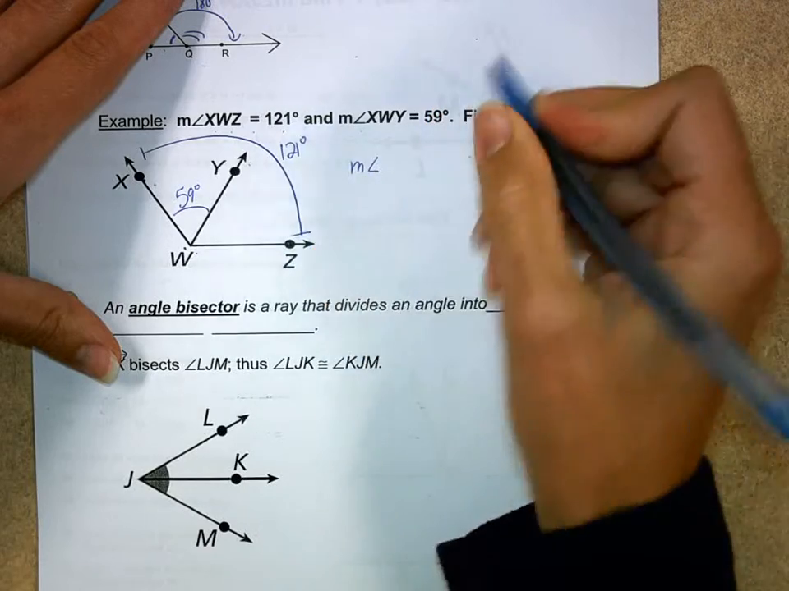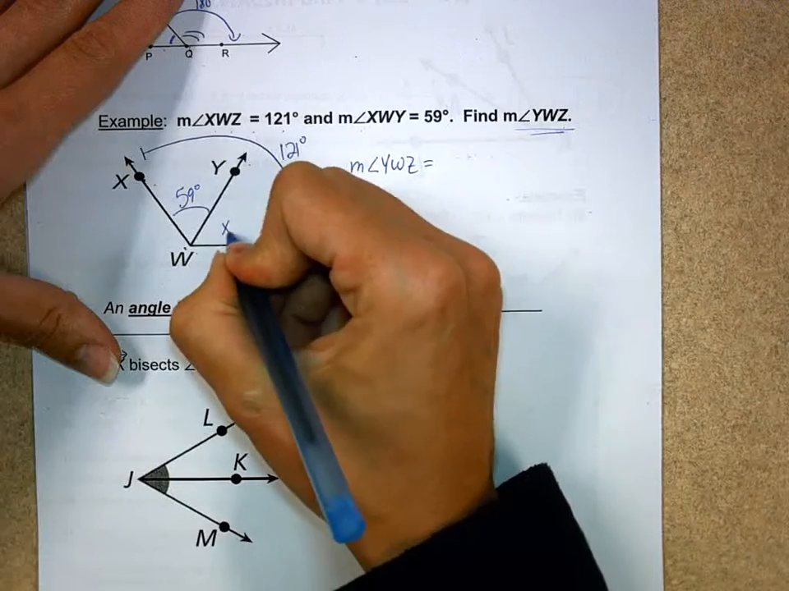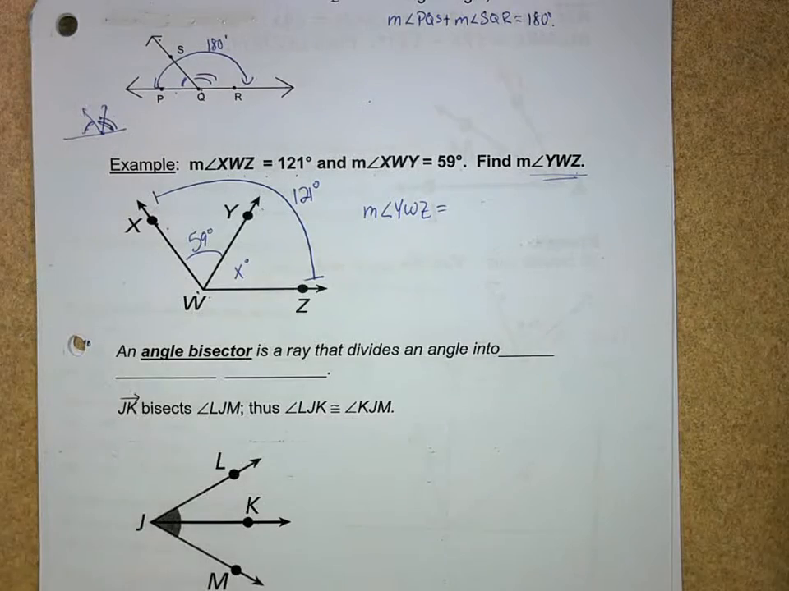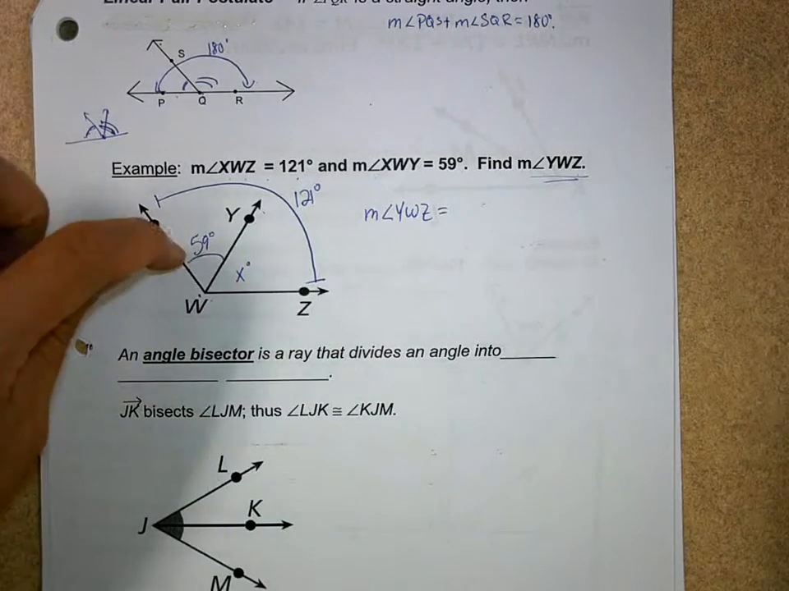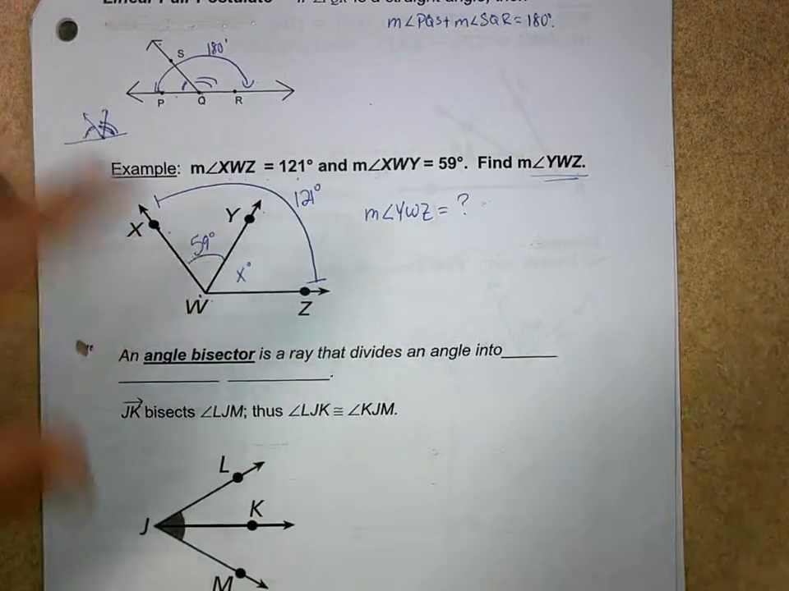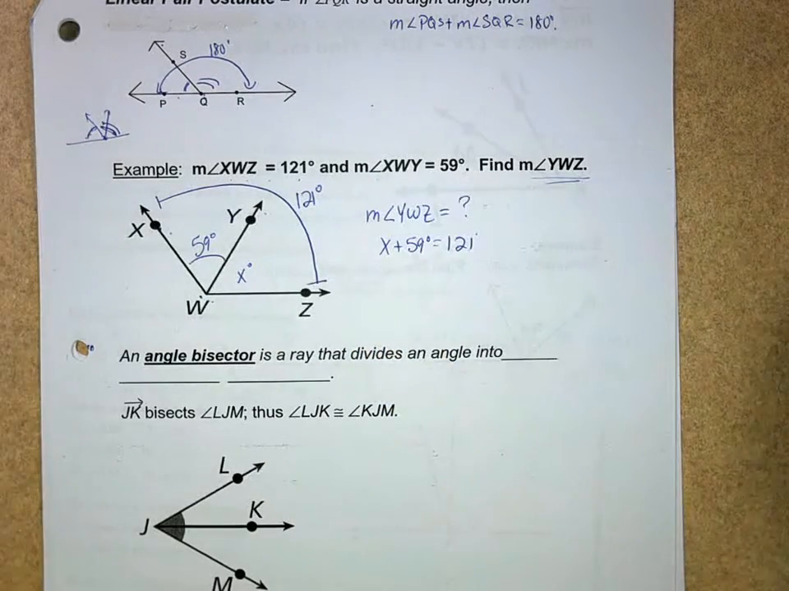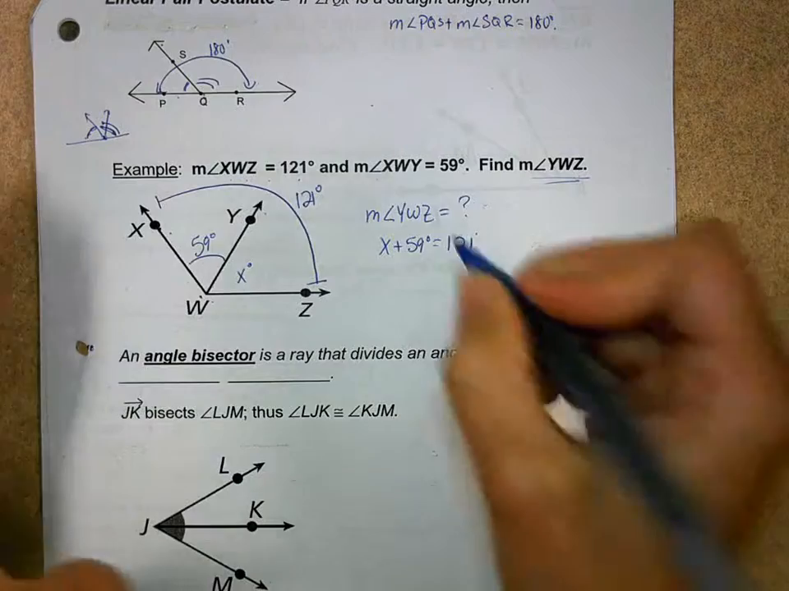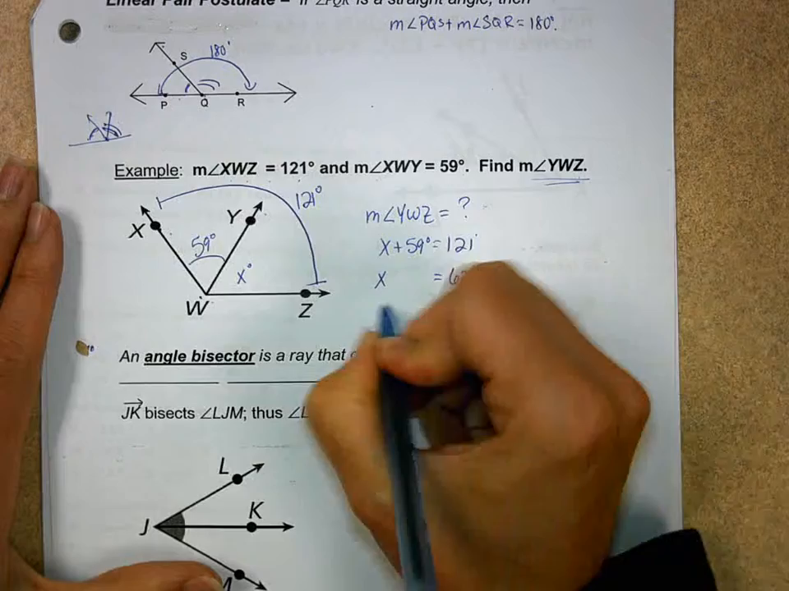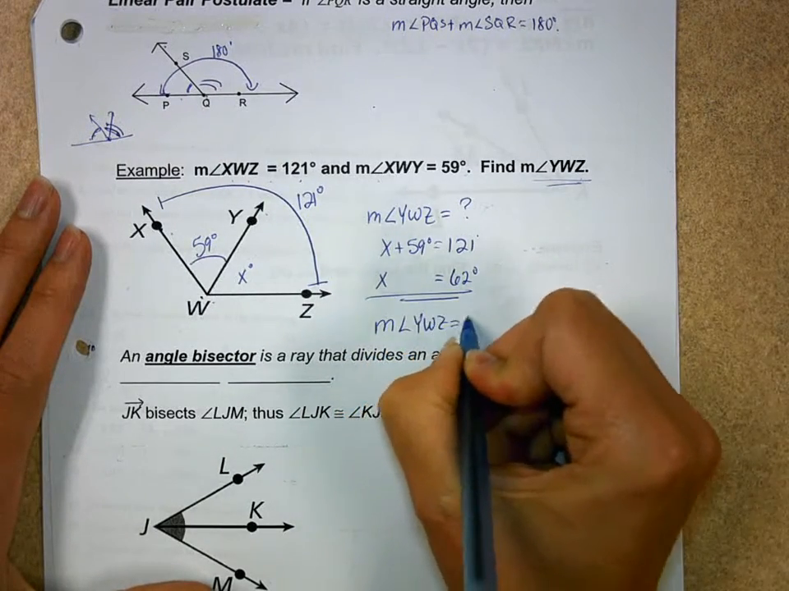I want to find the measure of angle YWZ. Now, I'm going to put an X there because I don't know what that is. Do you guys agree with me? The sum of the parts equals the whole. So I'm going to let this be my X. Well, can I go X plus 59 degrees equals 121? Is that one method of how I can get there? Yeah, and if I subtract 59 from both sides, we get 62 degrees. So the measure of angle YWZ is 62 degrees.